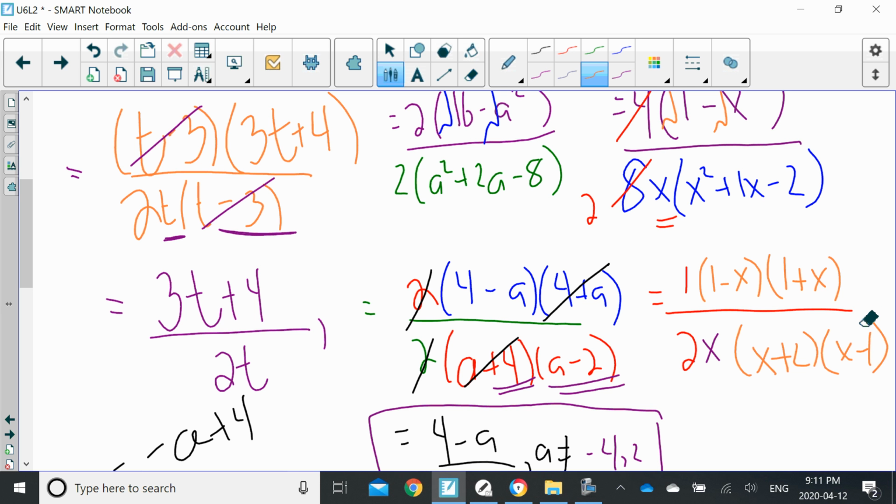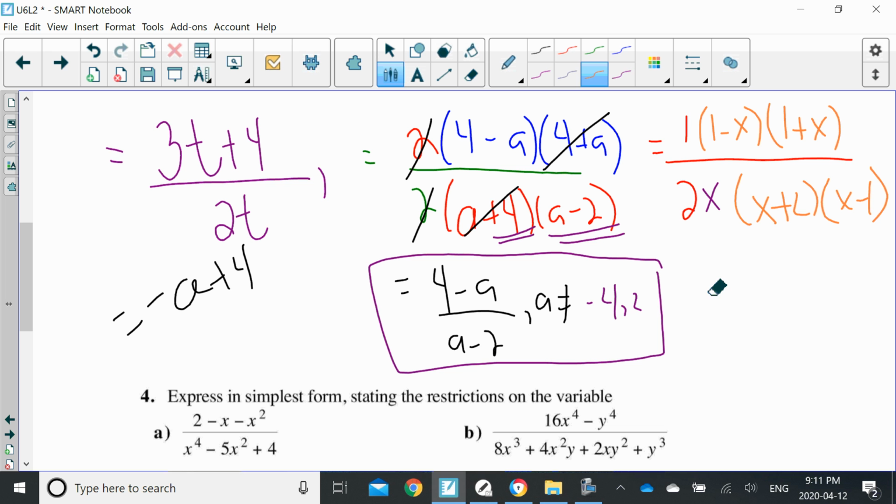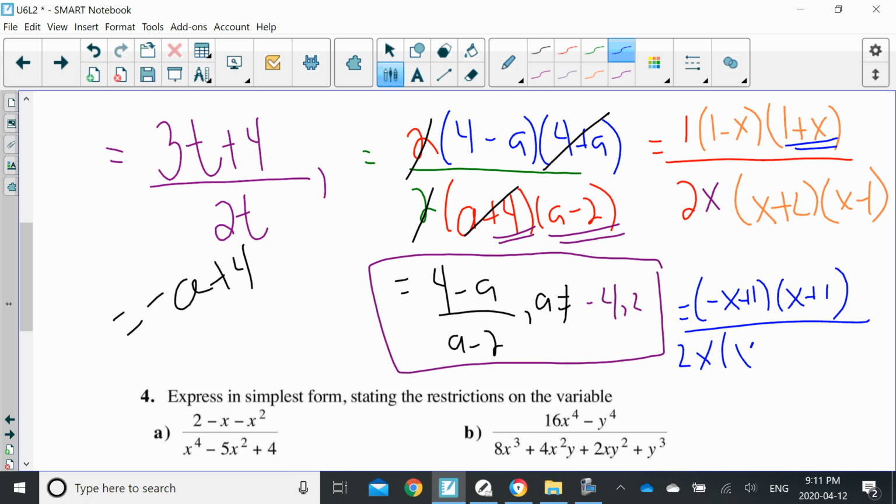Stuff will always, always cancel. So if something doesn't cancel, we're not completely done. And the issue are these guys here. Remember I said always rewrite so that your variable is first, okay? So I'm going to rewrite those numerators. I'm not going to bother putting that 1 there, but I'm going to rewrite this as -x plus 1. And I'm going to write this as x plus 1, all over 2x, x plus 2, x minus 1.